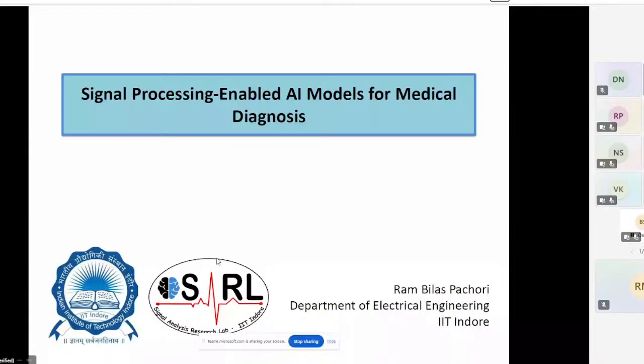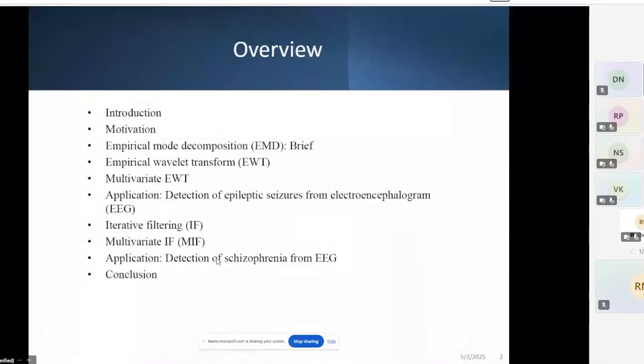With this background, let us start this talk. This is the overview of this talk. First, we will see the introduction, then the motivation for multi-channel data processing. In this entire talk, we are taking EEG signals just as an example for the study, but it can also be studied for imaging, such as MRI imaging. When you take multi-channel data, like multiple images, you can process all the images together. Then empirical mode decomposition will be briefly explained, and then we will see the empirical wavelet transform, and then the multivariate empirical wavelet transform that our group has proposed. And we will see its application for detection of epilepsy from reference EEG signals.